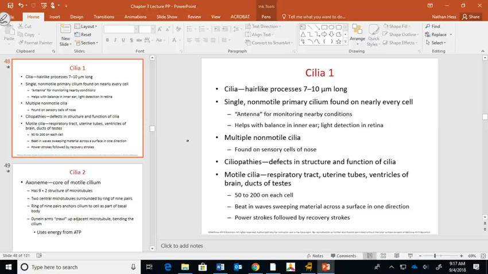It's in other places. It's in the uterine tubes. It helps push the egg from the ovaries down into the uterus and then out of the body. It's in the brain. It's in the testes. There's lots of places these cilia are present. But again, the big one we think of is the respiratory tract.